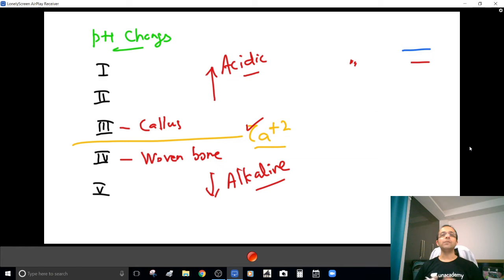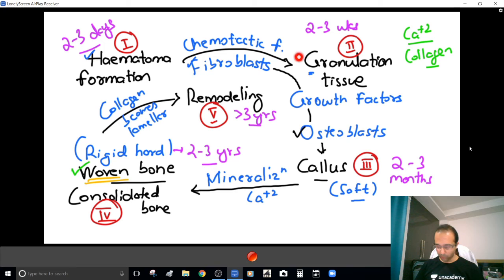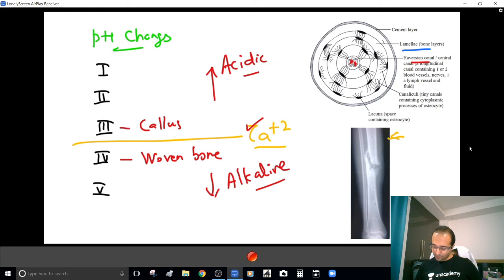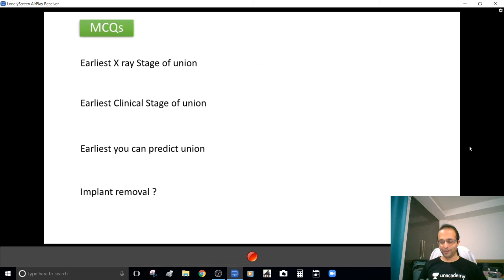But yes, with timing, when you know the insight of all stages, you can always guess whether a fracture is healing or not. Because once you know the stages, you will automatically pick up which will be the earliest stage you're going to find on an X-ray. I don't think I even need to tell you, out of all these stages, the earliest thing you would see on an X-ray, callus. Yeah, look at this X-ray. This whitish shadow you can see, this is callus. So this is the earliest stage that you see on an X-ray.